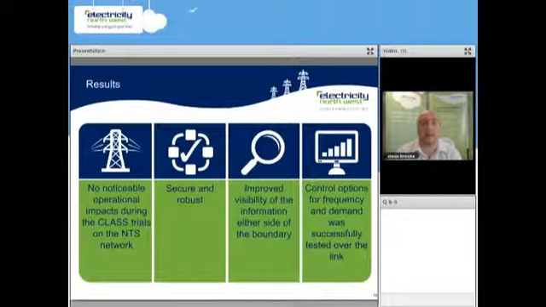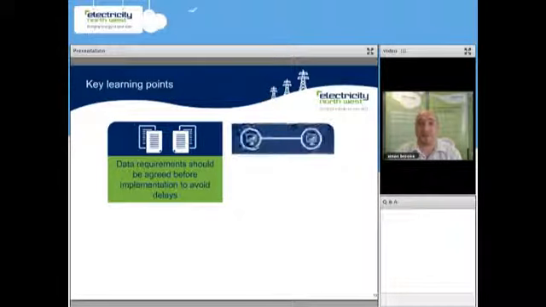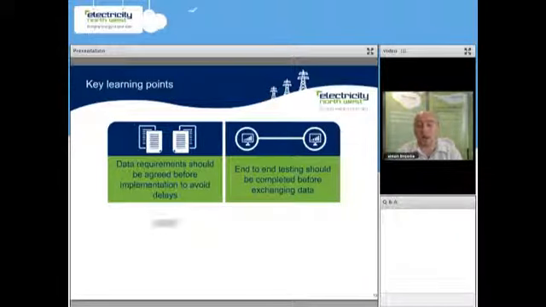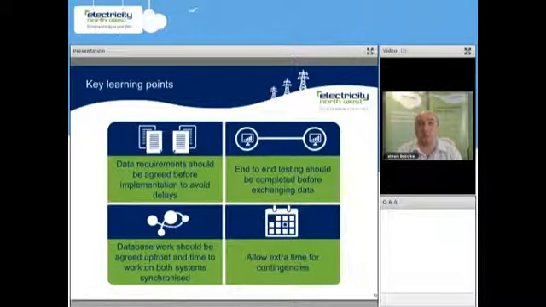If I can just take you through some of the learning points we've found. Although everything has worked as we wanted it to and as we planned, there were a few things that we've picked up and that we can improve over time. The first one is we should really understand the data requirements beforehand, rather than learning as we go along. We should also do complete end-to-end testing before we do data exchange. Although everything we did worked, we want to be able to advance and improve as we go into the future.